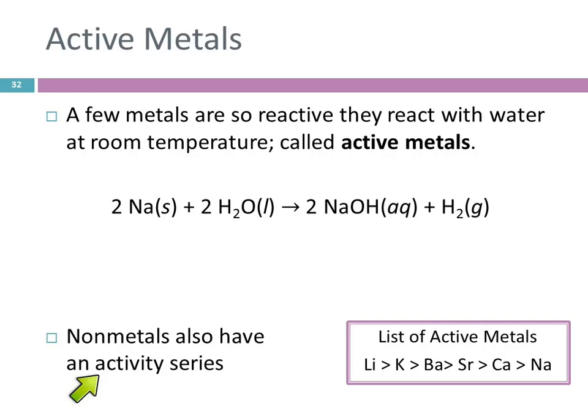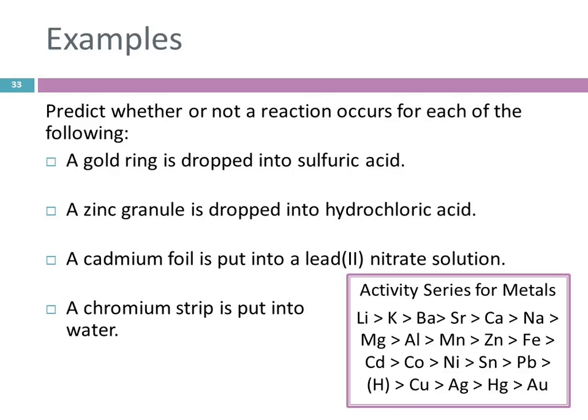There's also an activity series for nonmetals. We're not going to really go into that, but just be aware that there's also an activity series for nonmetals. So the guys also have a list. The anions have a list as well of who's cooler. So what do we need to be able to do? We need to use the activity series to predict whether a reaction will occur or not.